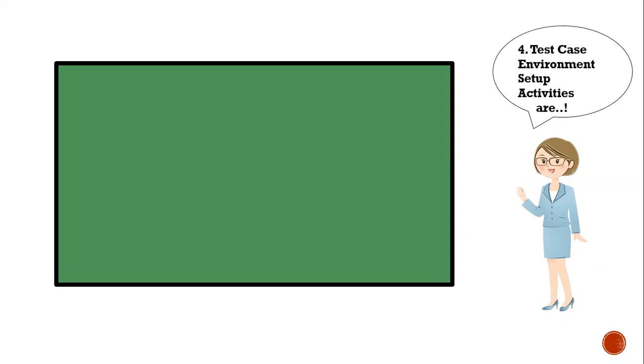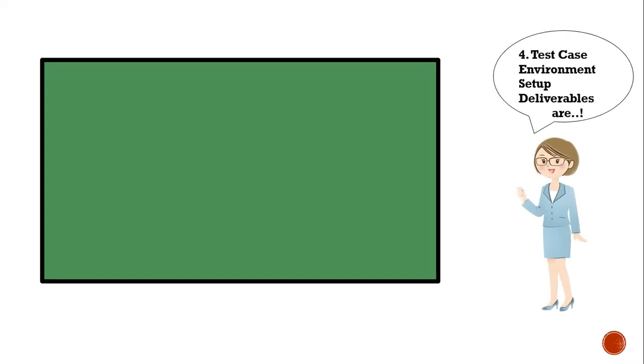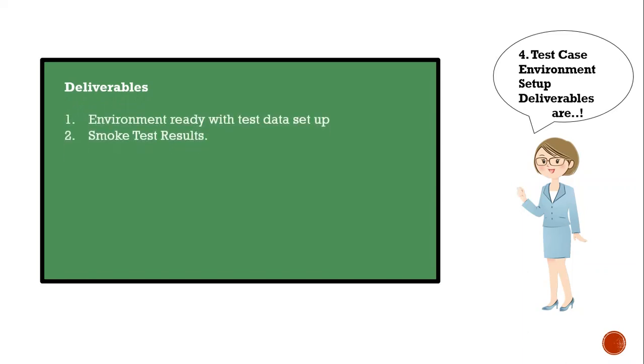Now, what are the activities in test environment setup? Activities are: understand the requirement and architecture, prepare the hardware and software requirement list for the test environment, set up test environment and test data, perform smoke test on the build. Now, what are the deliverables after test environment setup? Deliverables are: environment ready with test data setup and smoke test results.